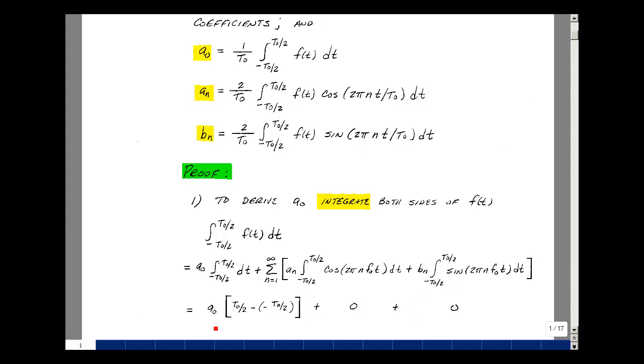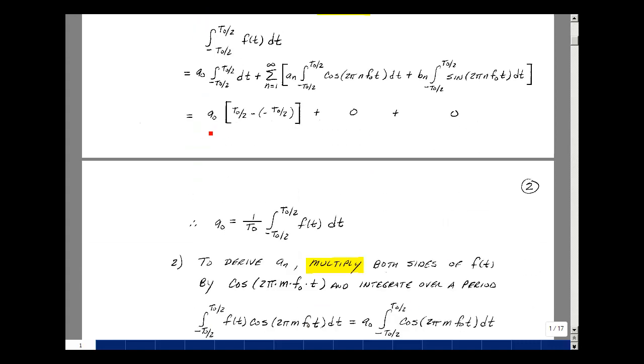And so now we can solve for a0. So then a0 is equal to, divide on the other side of the equation, the sum of these two is just equal to 2t0 over 2, or just t0. So 1 over t0, the integral from minus t0 over 2 to t0 over 2 of f of t dt.